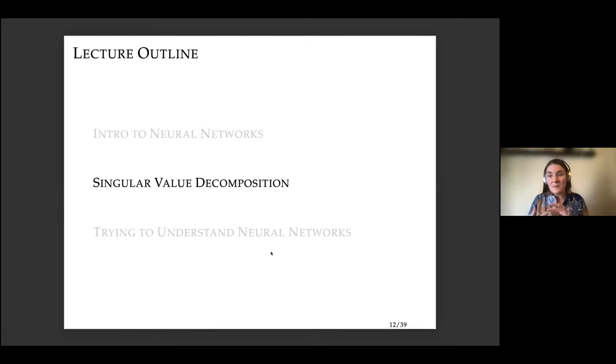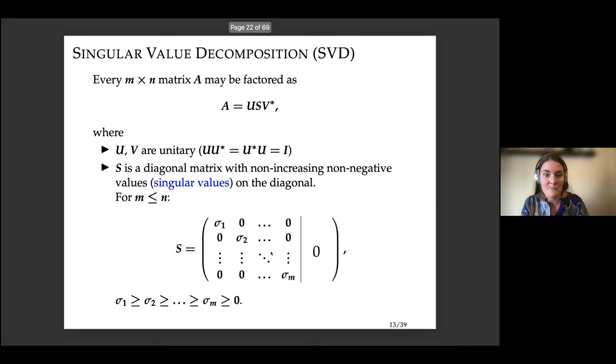Okay, so we're going to take a little bit of a detour so I can proselytize why you should be teaching SVD in intro linear algebra, but it's also going to come back a little bit later in one of these techniques to try to understand neural networks.